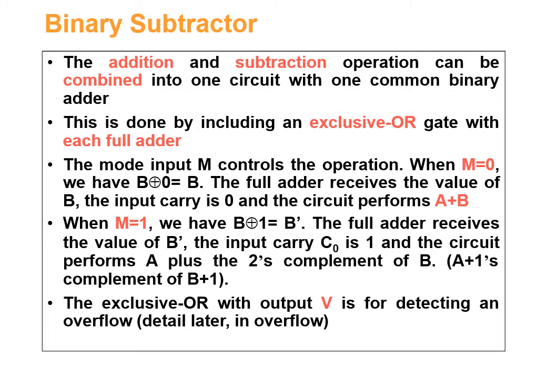When M is equal to 1, we have B exclusive OR 1 equal to B complement. The full adder receives the value of B complement, the input carry C0 is 1, and the circuit performs A plus the 2's complement of B, that is, A plus the 1's complement of B plus 1. The exclusive OR with output V is for detecting an overflow.